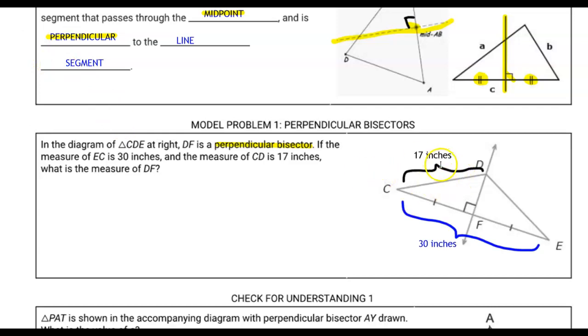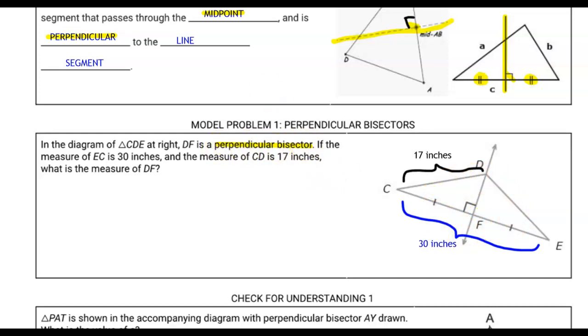All right, here are the first two pieces of information that we know, 17 inches for CD, 30 inches for EC. But what we're looking for is the measure of DF. Notice that DF is this line here. This is a perpendicular bisector, but we don't know its measure. Well, let's try to figure out some things that we do know. First, it's a perpendicular bisector.